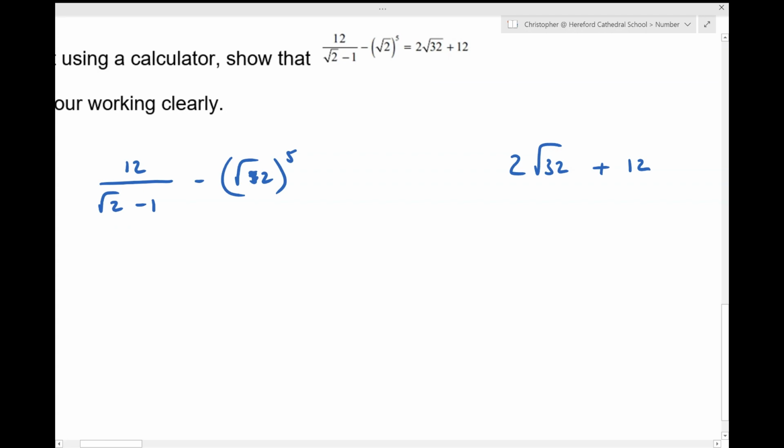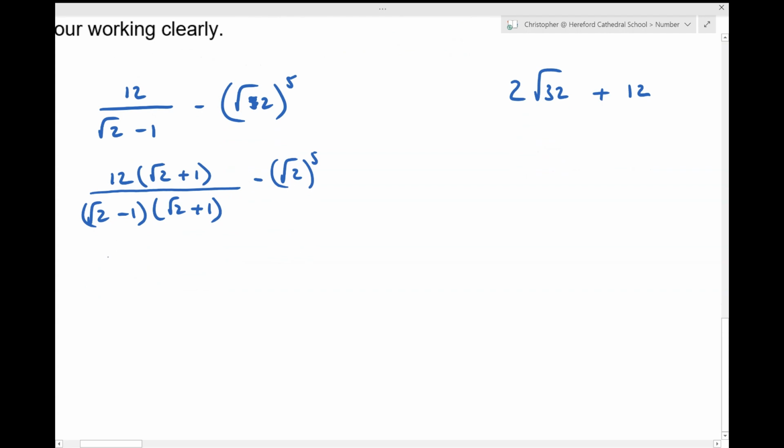Let's look at this left-hand side first. I'm going to rationalize the denominator, so I'm going to multiply top and bottom by root 2 plus 1. And I'm going to leave this root 2 to the power of 5 alone for the moment. That gives me 12 root 2 plus 12 over, now when I expand these brackets, the middle term disappears, so I'm left with root 2 times root 2, which is 2, minus 1 times 1, which is 1.